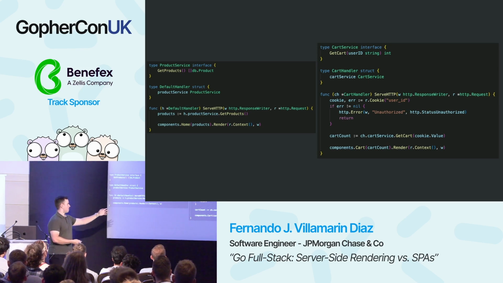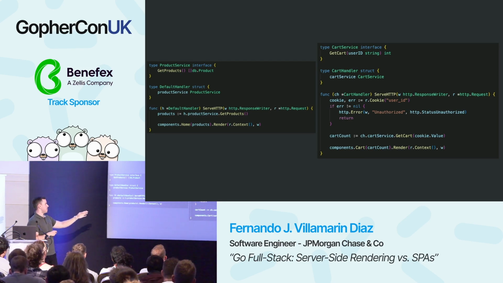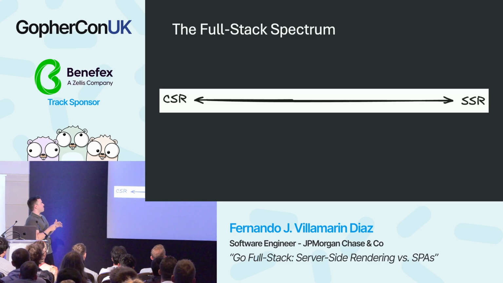And then we define another handler, which is going to be reading that cookie and rendering the cart that ends up going into the HTML and ends up being hydrated eventually. So by going full stack, it allows you to decide where on the spectrum you want to land. So this is what I call the full stack spectrum.